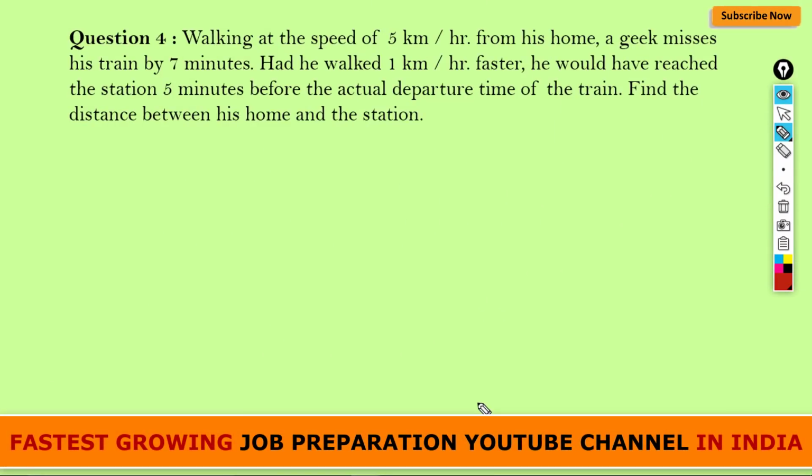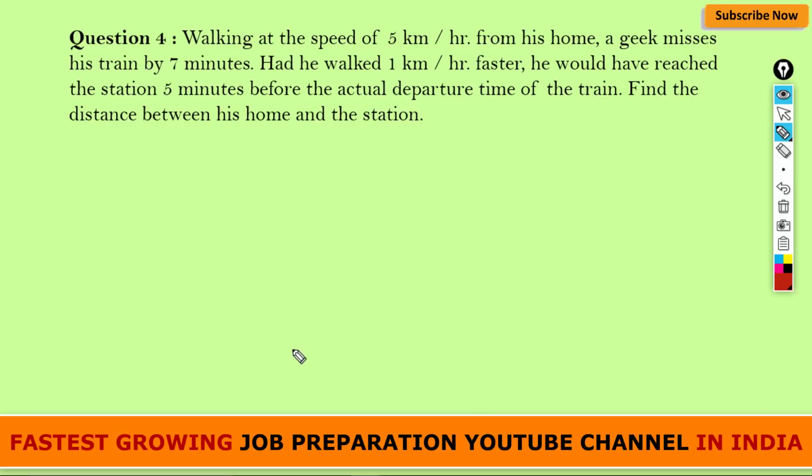So question number 4 is: walking at the speed of 5 km per hour from his home, a geek misses his train by 7 minutes. Had he walked 1 km per hour faster, he would have reached the station 5 minutes before the actual departure time of the train. Find the distance between his home and the station.